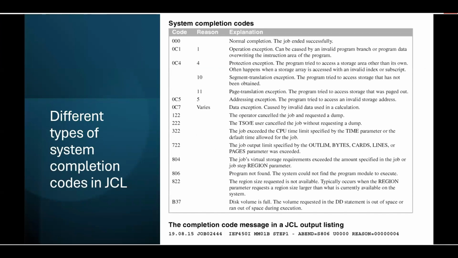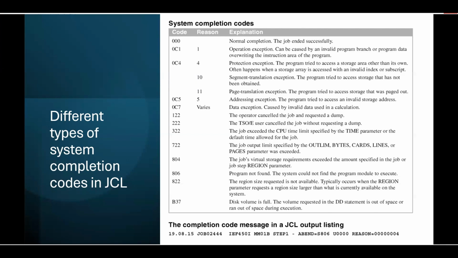Okay, so these are the different types of system completion codes in JCL. At the start you will have S, and after that three hexadecimal values, because S is common for all. When you get S000, it is normal completion: the job ended successfully. When you get S0C4, that means a protection exception. The program tried to access a storage area other than its own, and it happens when a storage array is accessed with an invalid index or subscript.